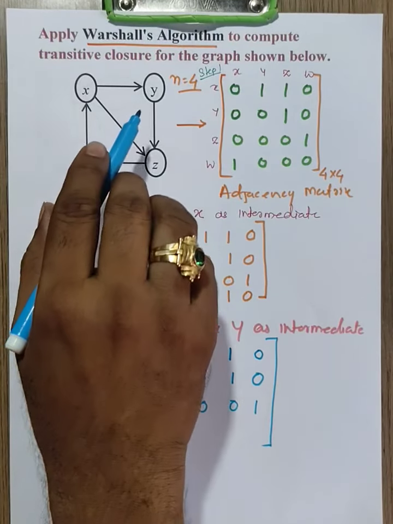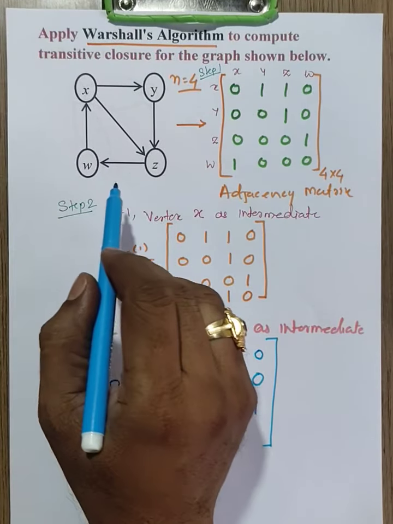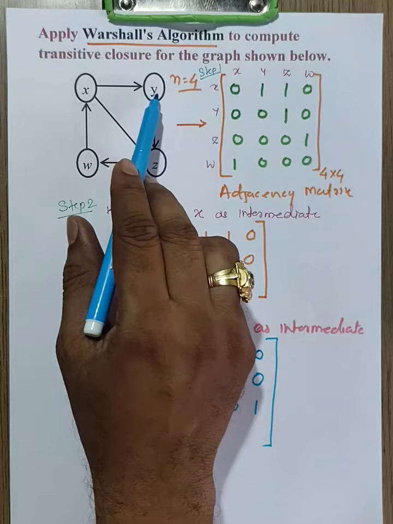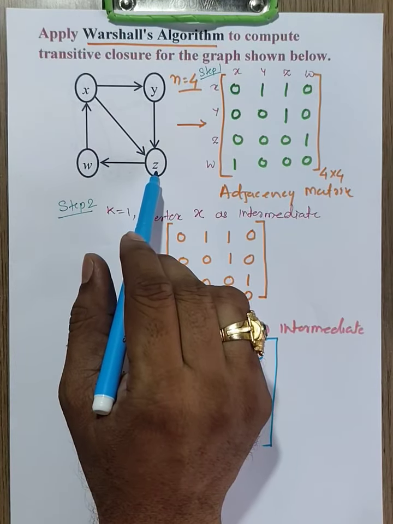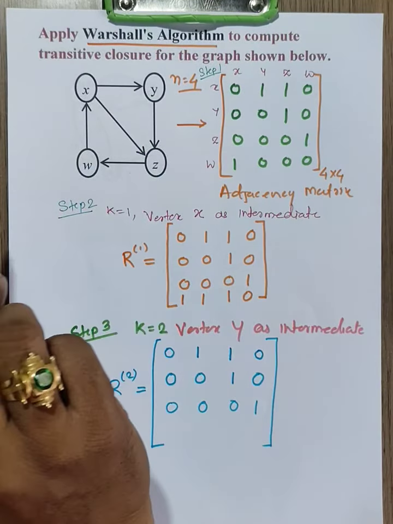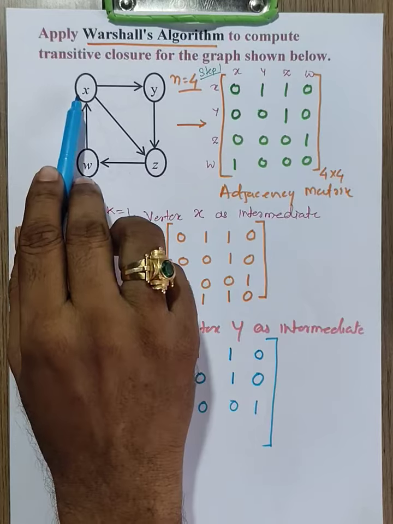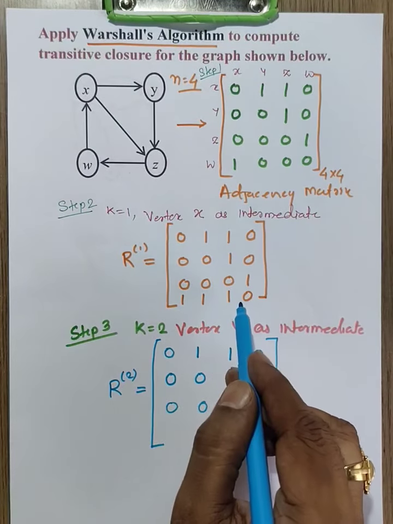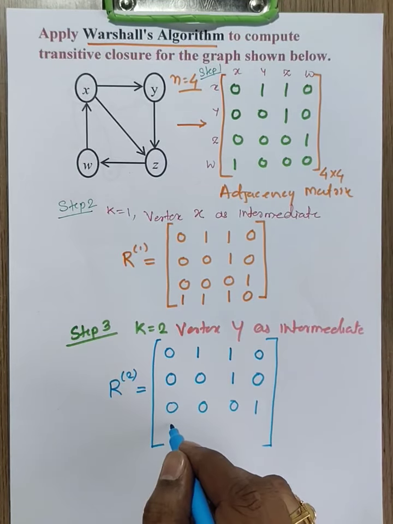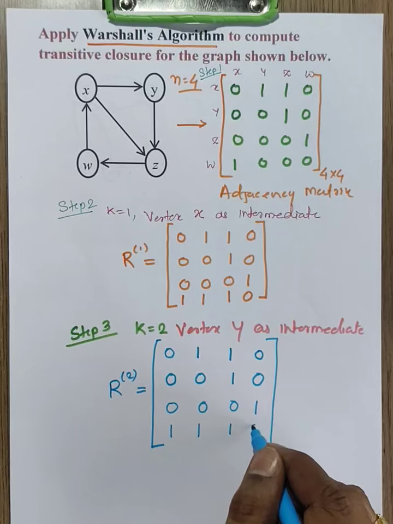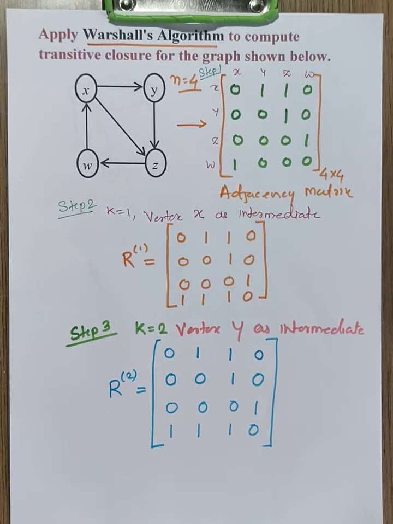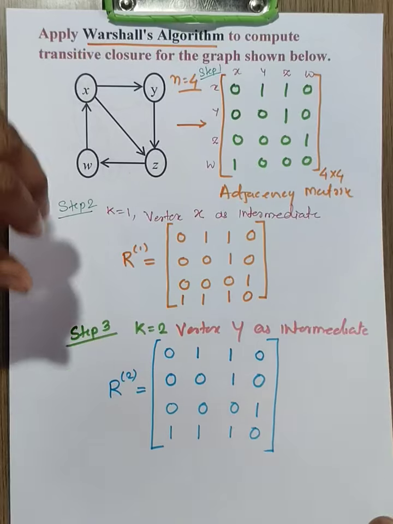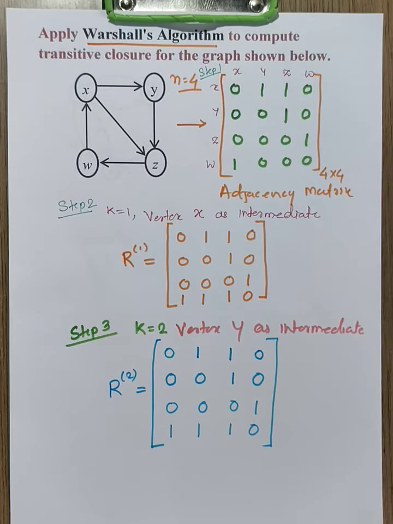The next, w as an intermediate vertex. From w to x, x to y, y to z already we can take this transaction, but already w to x, x to z already 1 is there. Means this row also will get same values, right? This is R to the power 2. Next, R to the power 3.